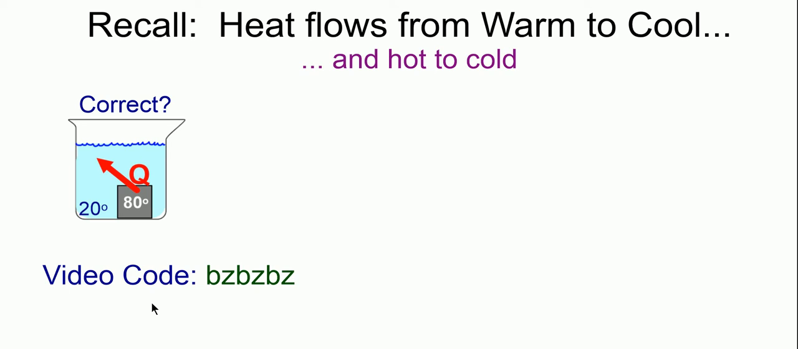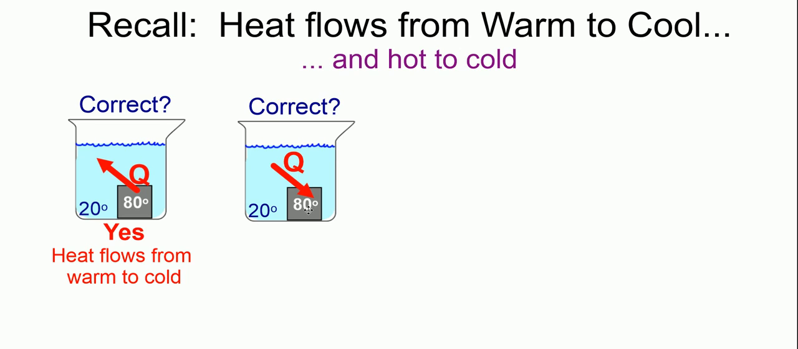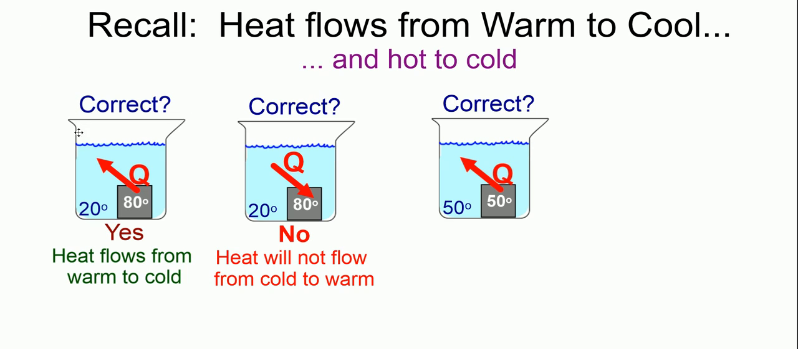But before I do that, note your code. It's going to get wiped out in the next slide. This is correct. Warm, cool, heat flowing out. Now we have warm, cool, heat flowing in. Is that correct? Of course not. That would be going from cold to warm, right? That is incorrect. False. It's not correct.